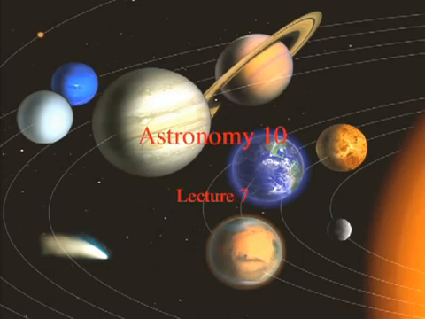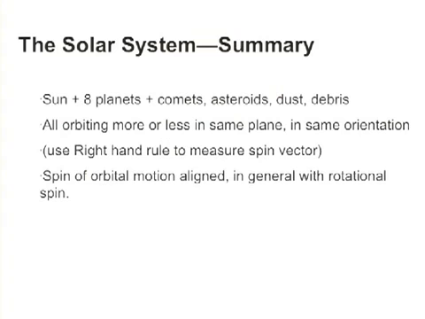Okay, so what do we have in the solar system? What have we got? We have the sun and 8 planets, comets, asteroids, dust, and debris. What happened to the 9th planet? Pluto. It got demoted. All right? Pluto didn't disappear, but we saw lots of other Plutos in space.